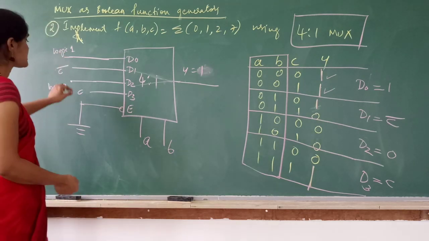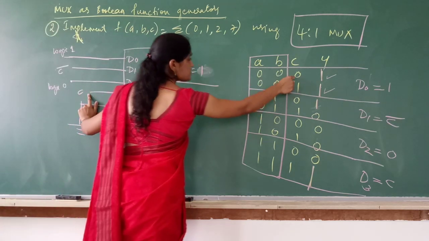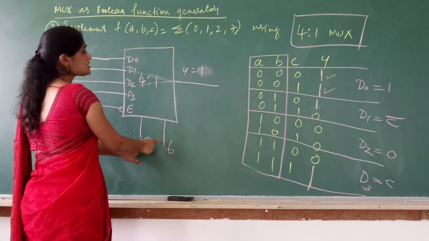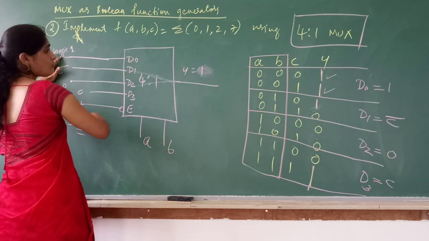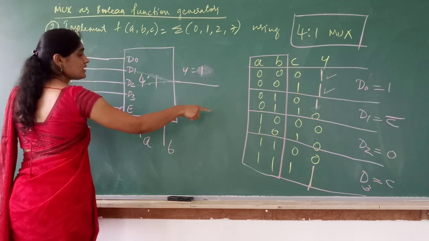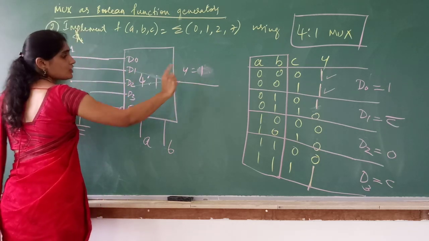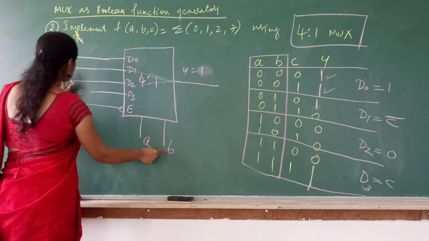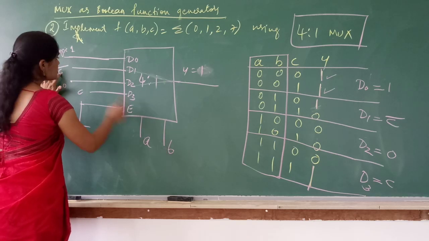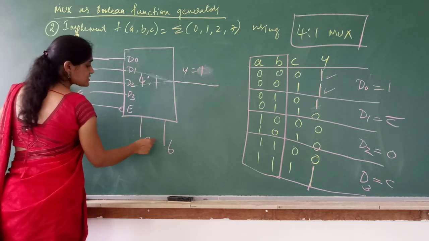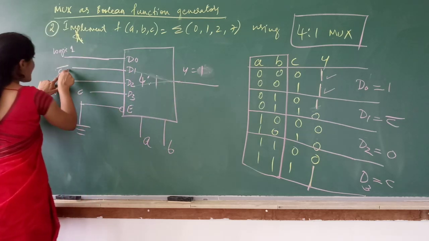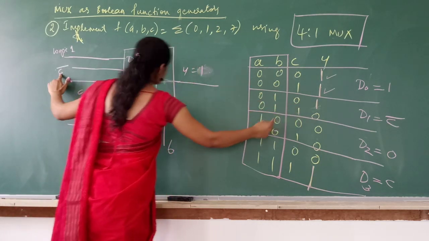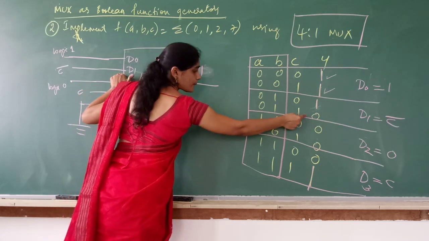Now you give the values. Here you are giving AB 0, 0. What is your output? D naught. What have you connected? 1. Irrespective of C, D naught, 1 you are going to get. Then 0, 1: D1 will be connected, and what is Y? C bar. When C is 0, you get the output as 1. Here C is 1, you get the output as 0.